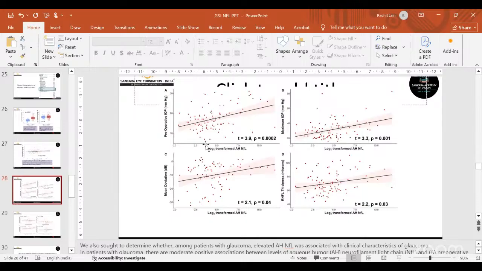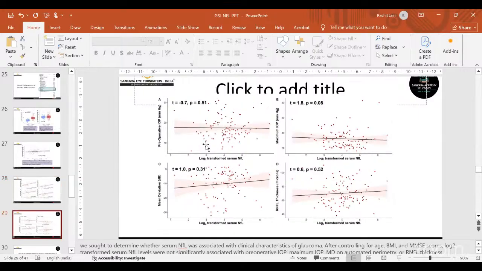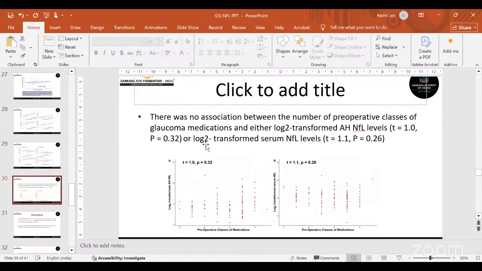And they have also compared the log2 transformed aqueous humor NFL with other covariates like preoperative IOP, maximum IOP, mean deviation on HFA, and RNFL thickness. And here they found a moderate correlation between aqueous humor NFL and these covariates. And when they compared these covariates with serum NFL, there was no significant association between these covariates and the serum NFL levels. There was no association between the number of preoperative classes of glaucoma medication with either log2 transformed aqueous humor levels or log2 transformed serum NFL levels.